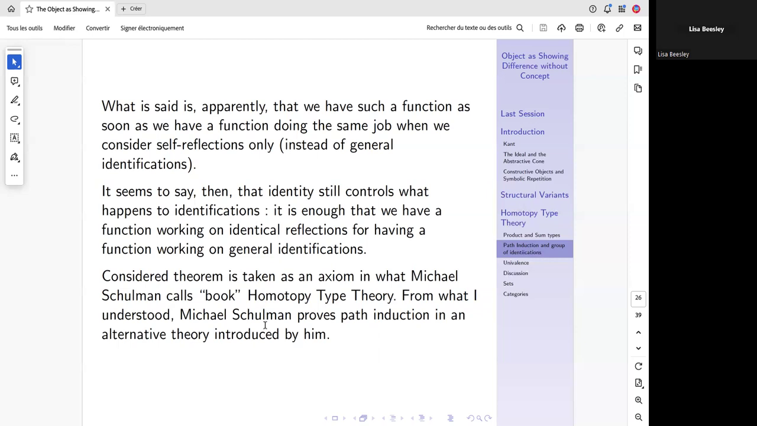So in my memory, because he gave a talk here in 2022, he doesn't take path induction as a new axiom, he proves it from the requirement that a function transforms identifications into identifications. We have, if X is identified in type A with Y, then f of X and f of Y are going to be identified. And this principle, that a function transforms identifications into identifications, in the book homotopy type theory, is proved with path induction. But Michael Shulman wants to take another primitive.